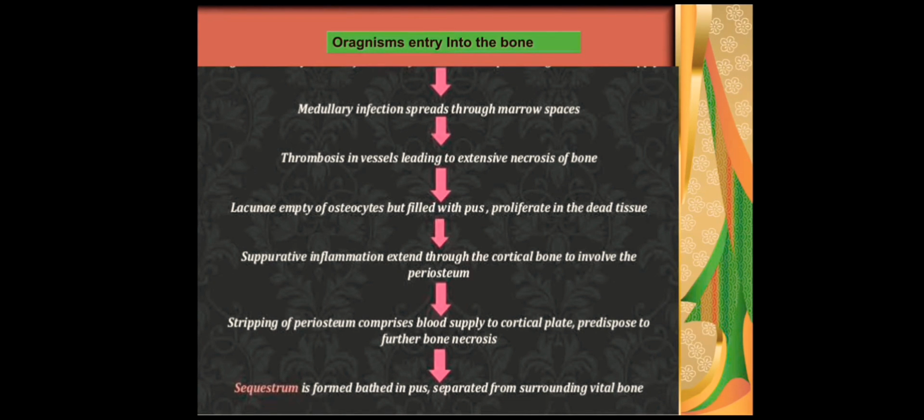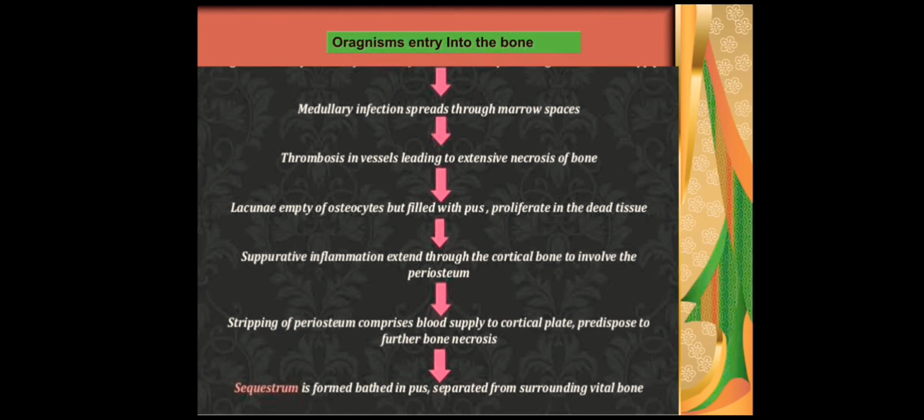If it is a neonate, then mostly the metaphyseal vessels will be involved. As the growth plate is not formed in a neonate and up to puberty, this results in the infection traveling from the metaphyseal vessels to the epiphysis, involving the entire joint. Whenever there is entry of the organism into the bone, mainly in the metaphyseal region, it spreads into the medullary cavity, and then the marrow spaces are involved.